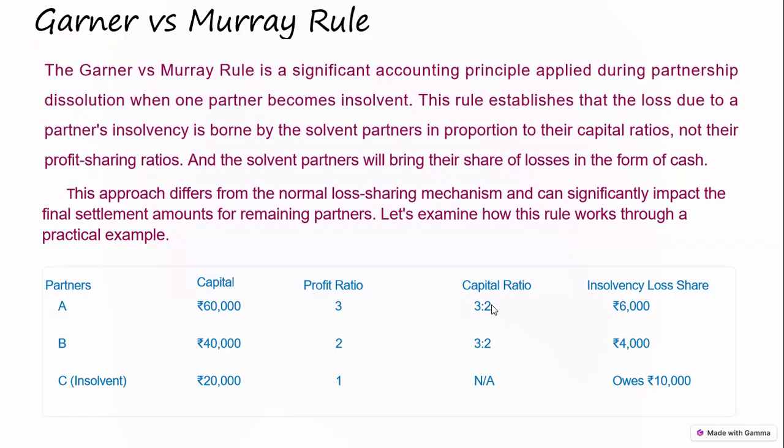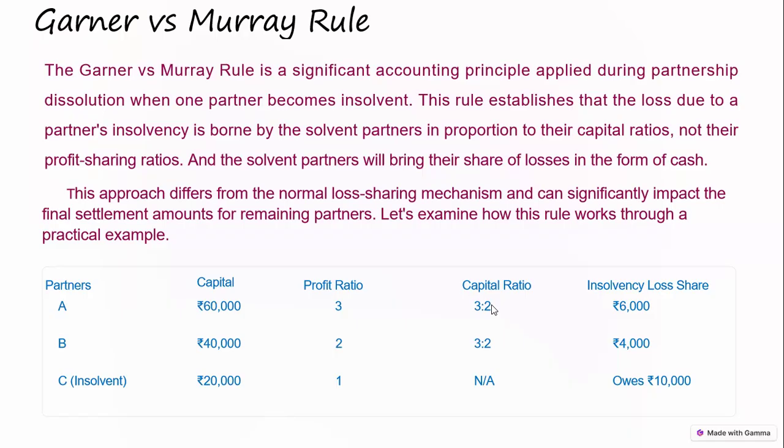On the closure of this particular realization account, there may be profit or loss. If there is a loss in the realization account, and if one of the partners is becoming insolvent, we apply this Gardner versus Murray rule, where the loss of the insolvent partner will be borne by the other remaining solvent partners in the capital ratio. So this is the first condition, right? The loss of the insolvent partner will be borne by the solvent partners in the capital ratio.